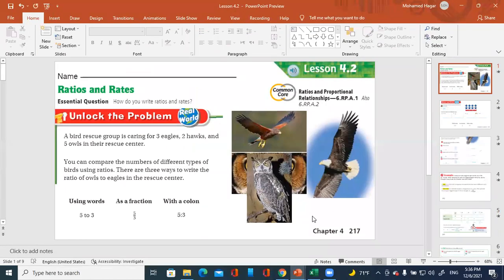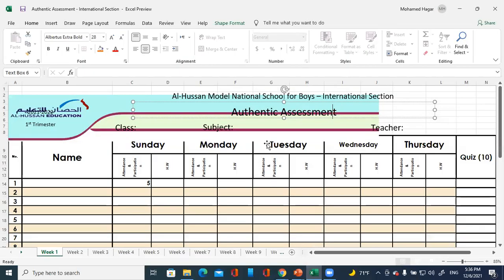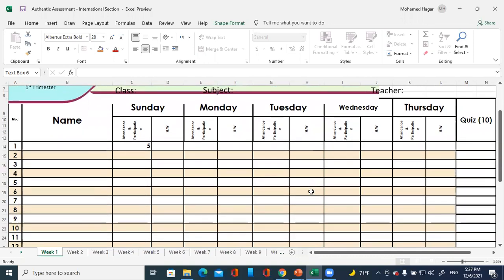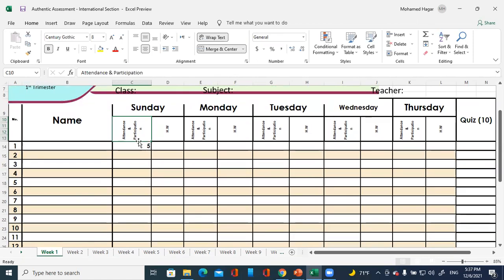In our today's lesson, lesson 4.2 on page 217, before we start, I want to show you this sheet. What is this sheet? The name of the sheet is Authentic Assessment. This is a sheet to follow your attendance and participation, and homework for all days per week.